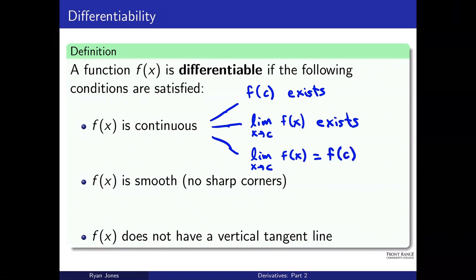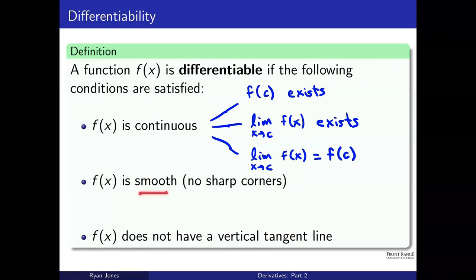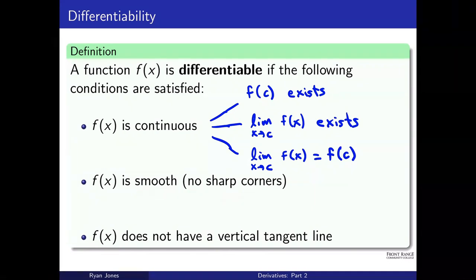The second condition is that f of x has to be smooth. And when I say that word smooth, all I mean is there's no sharp corners. I'll draw a picture of this in just a second so you'll know what I'm talking about. But there can't be any jagged edges or anything to the function. And the last thing, but definitely not least, is that the function cannot have a vertical tangent line. And I'll draw a graph of that as well so we can see.